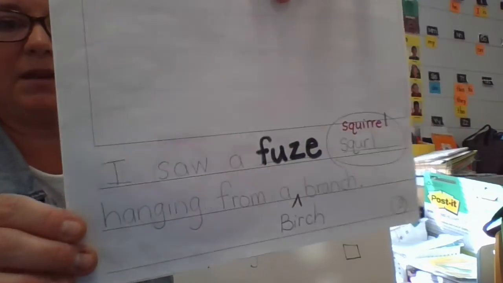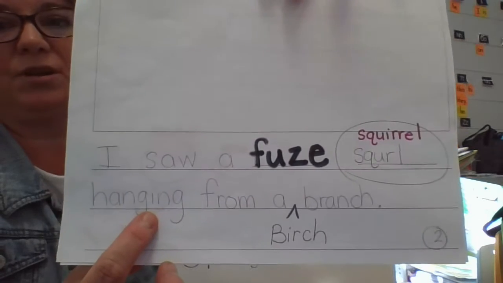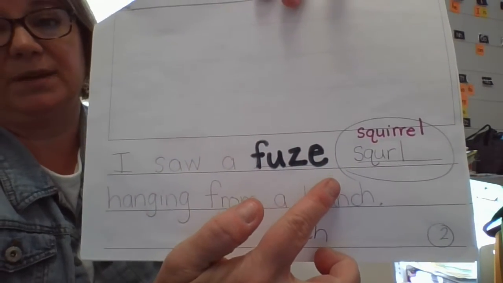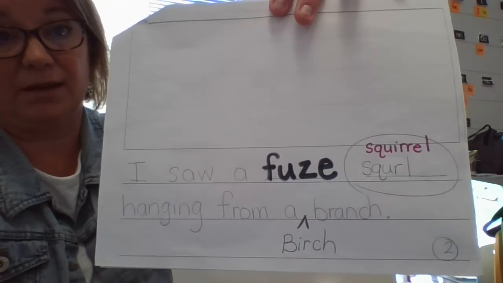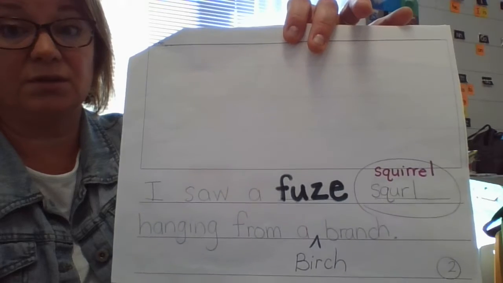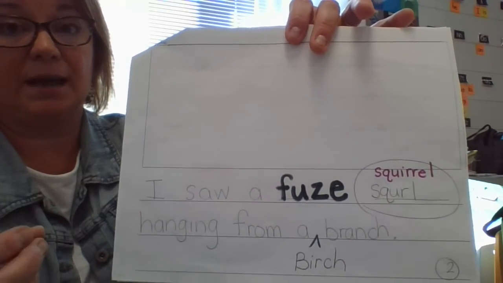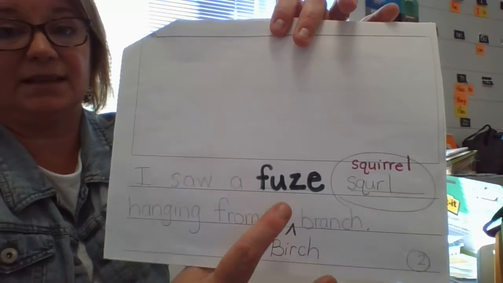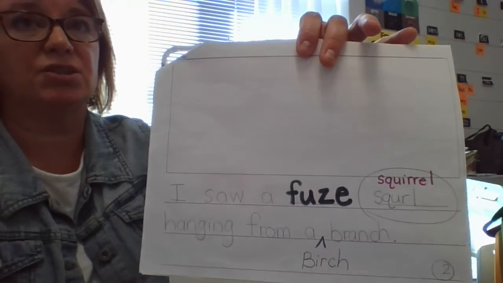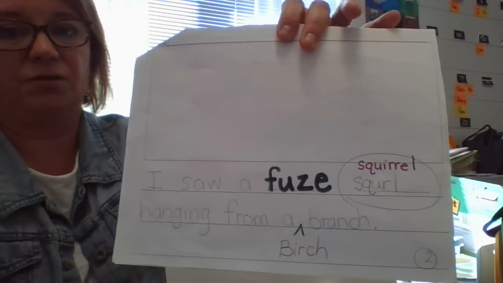So when I talk about editing, what I'm showing you here is that the word squirrel, I circled because I knew it wasn't spelled right, okay? So what I did is I found a book about squirrels and I found the word and I copied it. Now, fuzzy is a word that I couldn't find anywhere, so I stretched it out and those are the sounds that I heard.